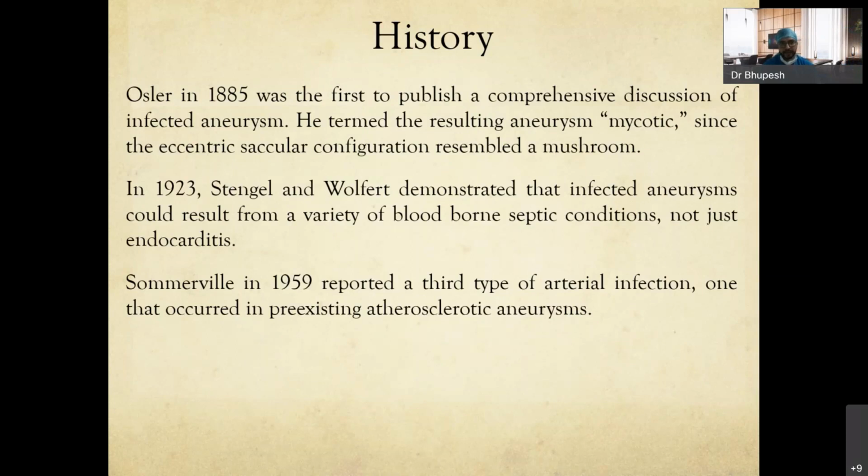In 1923, Stengel and Wolferth demonstrated that infective aneurysm results from a variety of blood-borne septic conditions, not just endocarditis, because Osler defined the aneurysm as resulting from infective endocarditis. And Somerville in 1959 reported a third type of arterial infection, one that occurred in pre-existing atherosclerotic aneurysms.